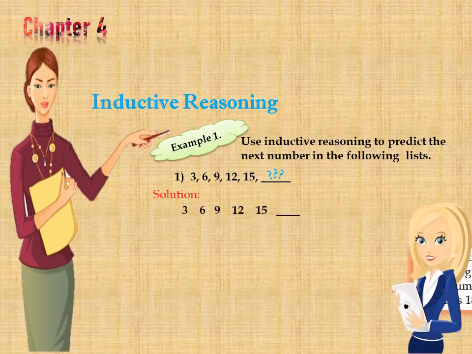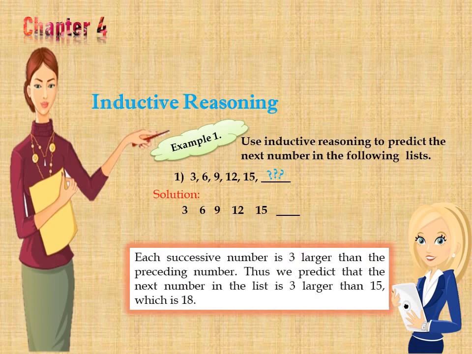Take note that each successive number is 3 larger than the preceding number. So we can predict that the next number in the list is 3 larger than 15, and that is 18. So, the answer would be 18.